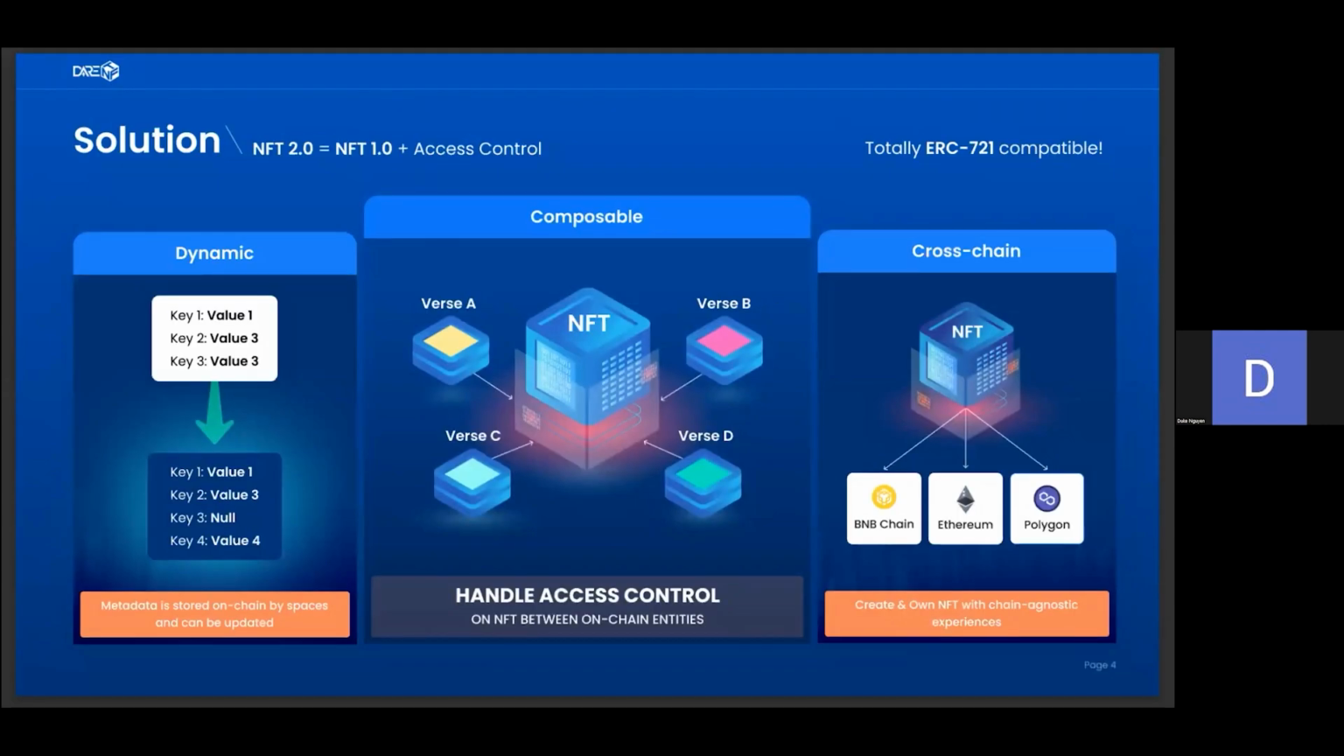So we propose the novel NFT 2.0 protocol, which has 3 features. Dynamic: the metadata is stored on-chain and can be updated. Composable means the NFT can be used in a dApp or verse, and then can be used in other dApps or verses as well. This makes the NFT live in the metaverse. The third is cross-chain NFT, meaning people can move NFT to any chain and still keep its uniqueness over its own chains.